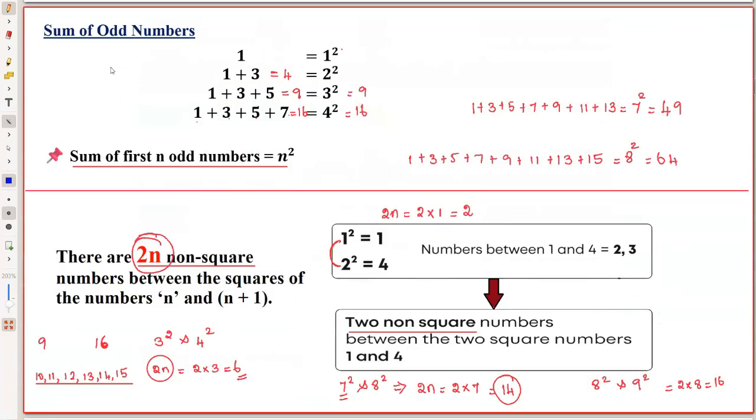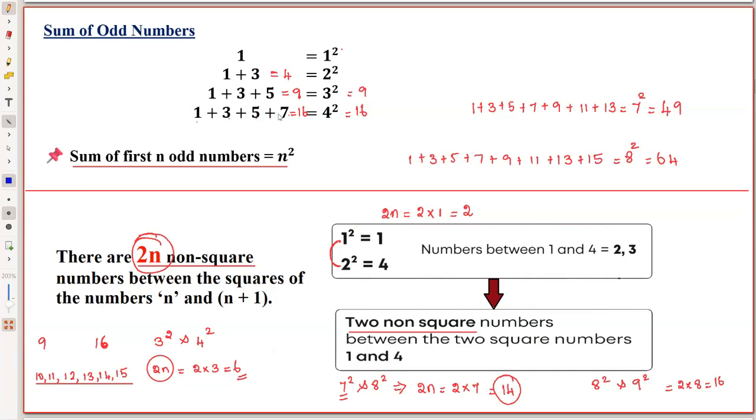Next one is the sum of odd numbers. 1 means 1 square. 1 plus 3 means 2 square, that is 4, which is nothing but 2 square. 1 plus 3 plus 5 is 9, which is nothing but 3 square. 1 plus 3 plus 5 plus 7 is 4 square. So what is the formula? The sum of the first n odd natural numbers is equal to n square.